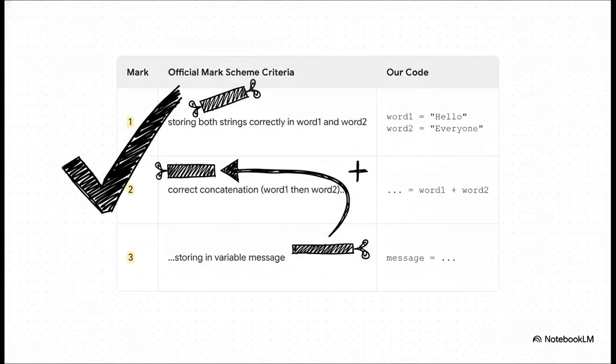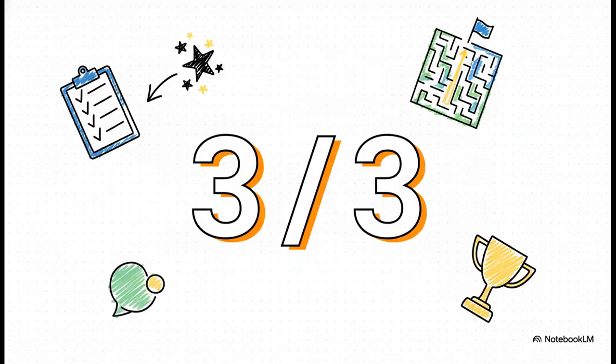First mark, storing both strings correctly in word1 and word2. Did we do that? Yep. word1 = hello, word2 = everyone. Check. 1 mark for us. Second mark, correct concatenation. Did we do that? word1 + word2. Yep. Check. That's 2 marks. And the third and final mark, for storing in variable message. And we did that too. message =. Check. It's a perfect match. 3 for 3. So just by following the question's instructions, nice and methodically, we've ticked off every single requirement on that mark scheme. That's a guaranteed 3 marks in the bag, no doubt about it.